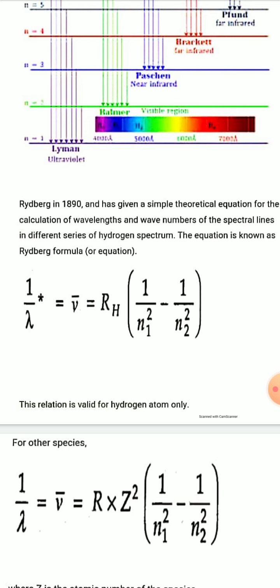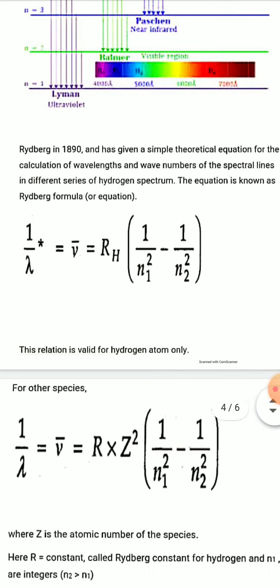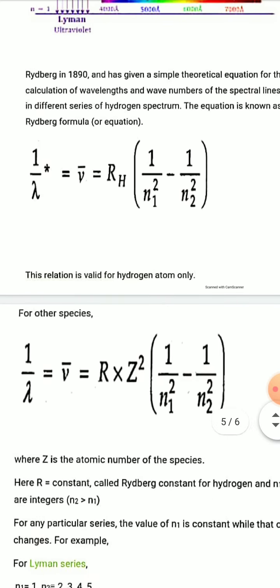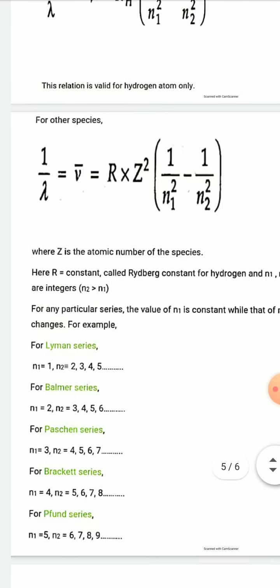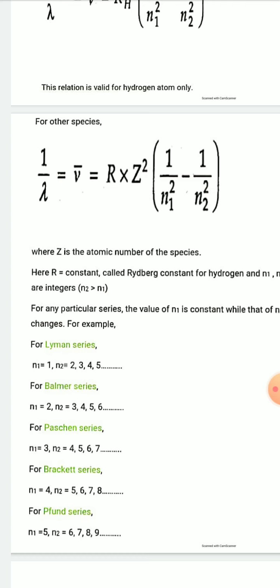And for other hydrogen-like atoms or ions, the equation becomes 1 by lambda, that is 1 by wavelength, is equal to wave number, that is nu bar, is equal to R into Z square into 1 by N1 square minus 1 by N2 square, where Z is the atomic number of the species, of the atom or of the ion, and R or RH is a constant called the Rydberg constant, and the value of N2 is always higher than the value of N1.